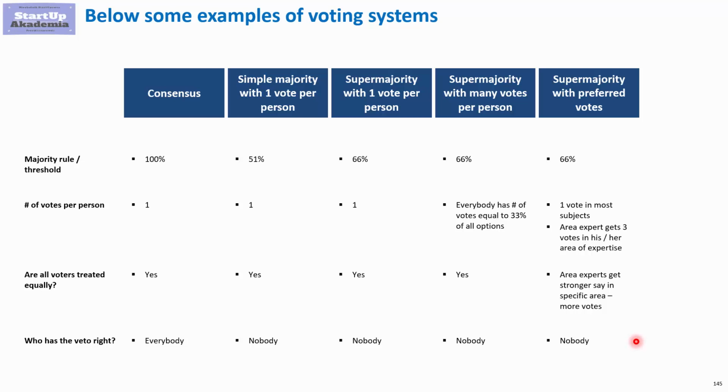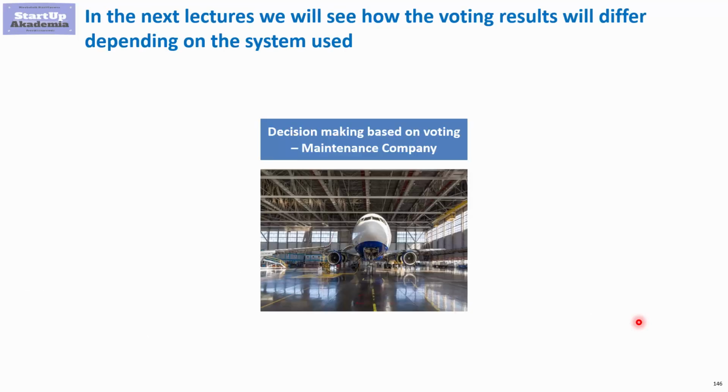So these are just examples of voting systems that you can use. Obviously, given what you can put in those 4 elements, you can actually have many more of them. It really depends on what you want to achieve. Now, in the next lectures, we will see how the voting results will differ depending on the system we used. For that, we're going to go back to the maintenance company and try to see how decision making can be done there using voting systems.